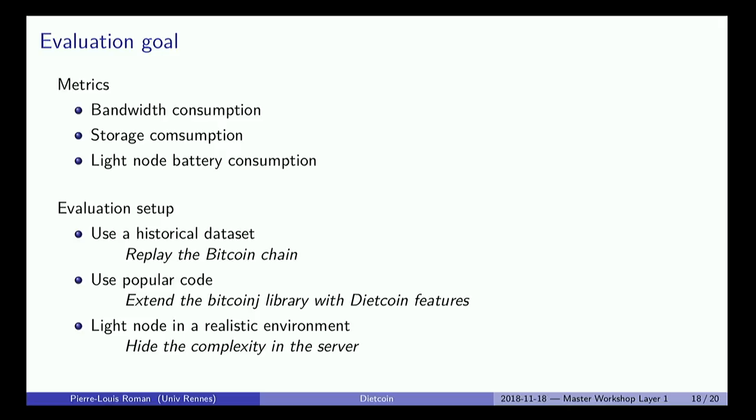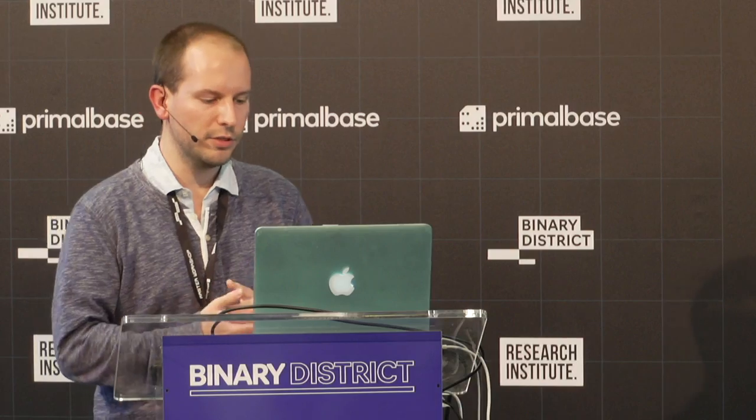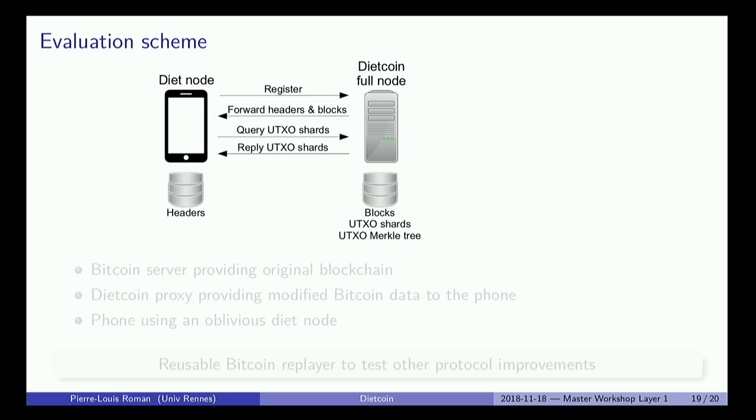So we're going to replay the public Bitcoin blockchain to a diet node. We're going to use popular code because we want to use a smartphone. We're going to use BitcoinJ and just have an application based on BitcoinJ. The light node will actually be just on the smartphone, doing as little work as possible, and all the complexity is on the server side, hidden from the smartphone. From the point of view of the phone, the diet node, it just sees a normal full node, and it just follows the Dietcoin protocol. So you register like an SPV node would do, you get the headers, you get some of the blocks, and then you verify the blocks with the UTXO shards. That's what the diet node sees.